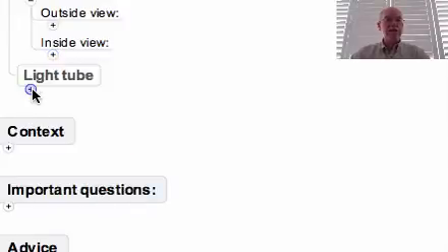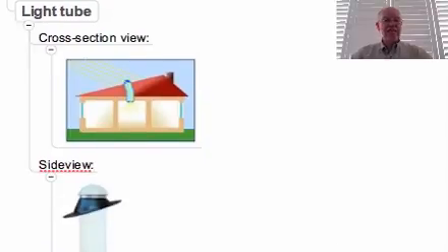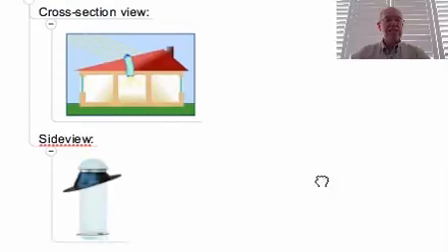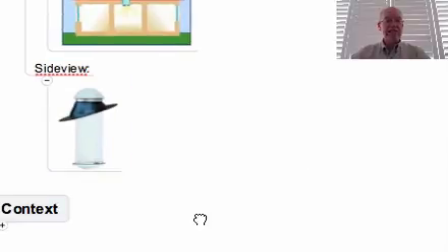Light tubes are a variation on the same theme. What happens is that, especially for interior rooms, you get a dome with a reflective interior that brings the light down into the room. From a side view, they look something like that, and they fit into an existing roof.